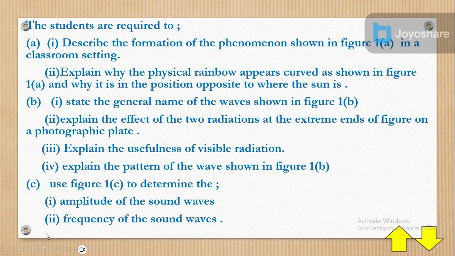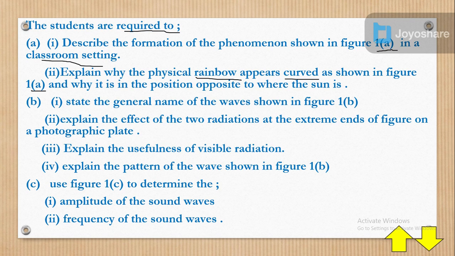The students are required to, part A, Roman number 1, describe the formation of the phenomenon shown in figure 1A in a classroom setting. That's the first thing. Roman number 2, explain why the physical rainbow appears curved as shown in figure 1A, and why it is in the position opposite to where the sun is.